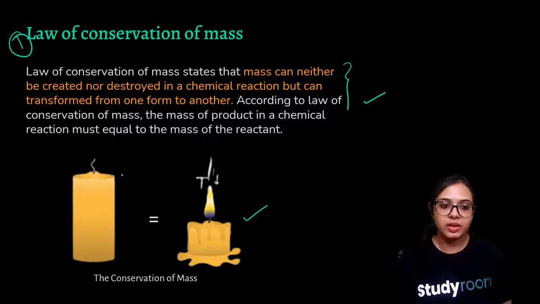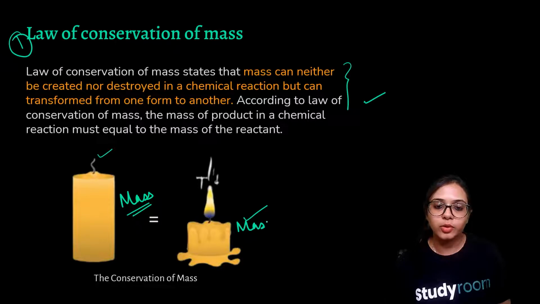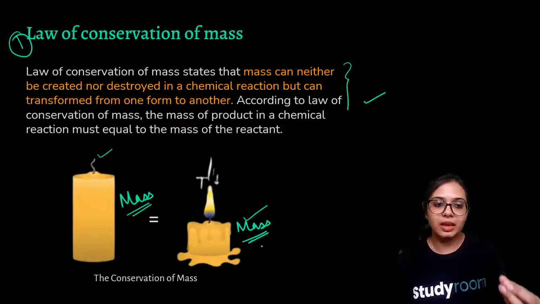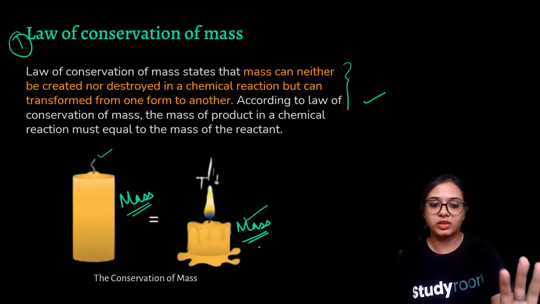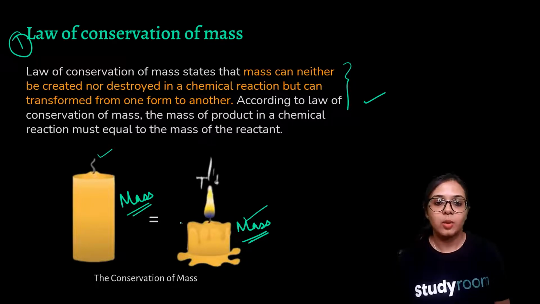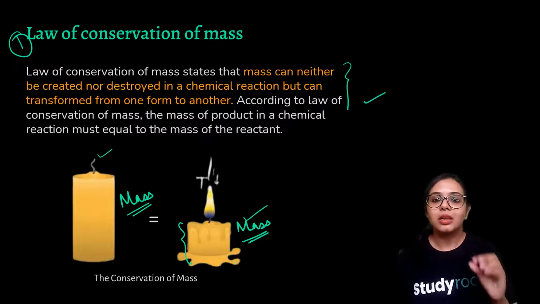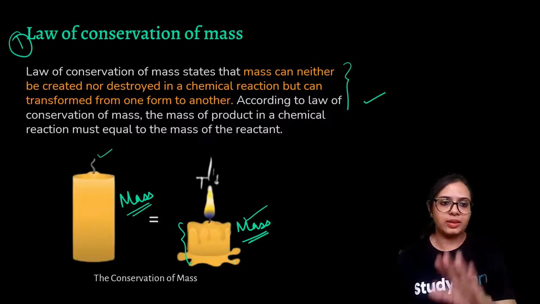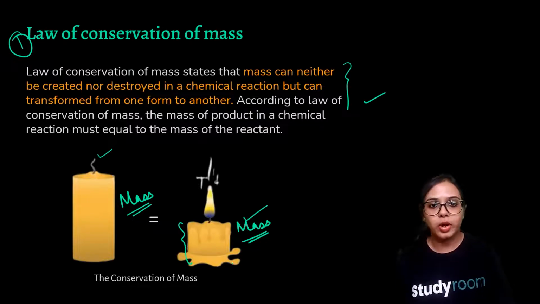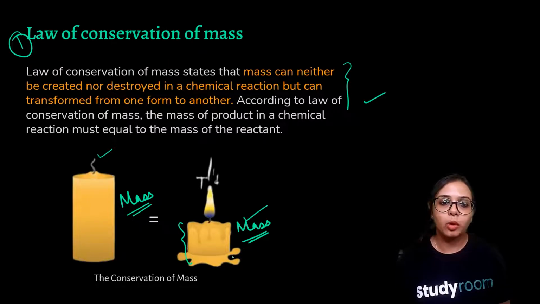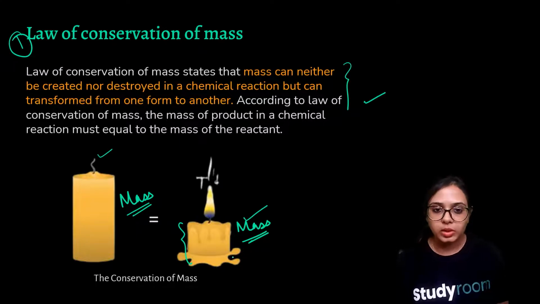All right, so for example, this is an unlit candle, and when a chemical change happens, when we light this candle and the wax melts, what we will observe is that the mass of this candle that we had earlier would be the same amount of mass that we'll get later on, although we may see a very drastic physical change, that this tall candle has now shrunk, melted into this small form. But nevertheless, since mass cannot be created nor destroyed, the mass would be the same. And according to this law of conservation of mass, the mass of product in a chemical reaction must be equal to the mass of the reactant.